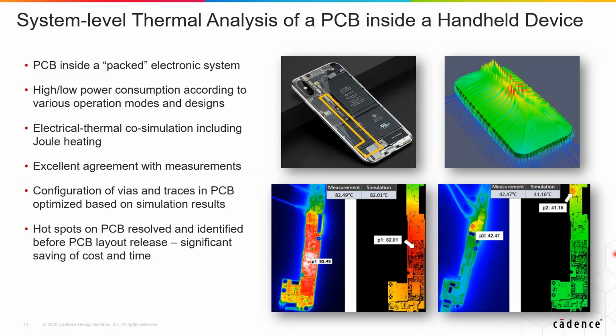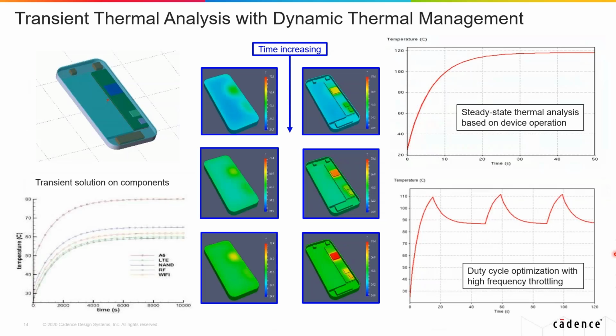So we have measurement correlated with simulation very well, and the true resolution of the PCB is also shown there. This will be a mock-up of that smartphone. Again, we just want to emphasize the importance of the transient analysis, because from steady state analysis, you can see the temperature just goes up to a saturation value, just like an RC curve, right?